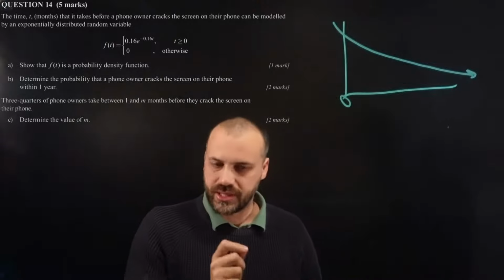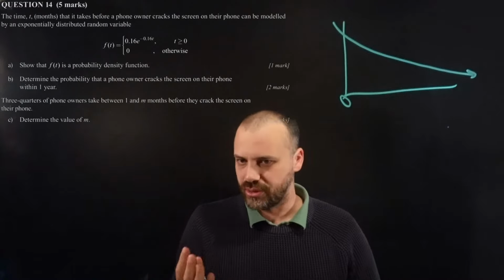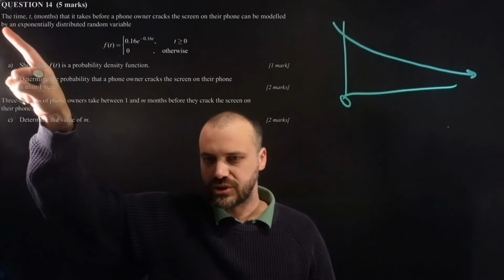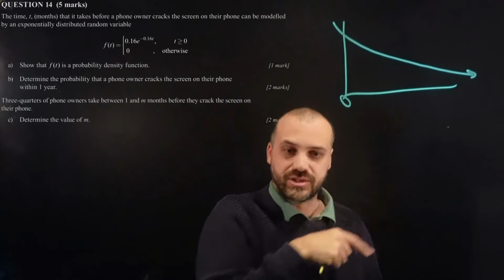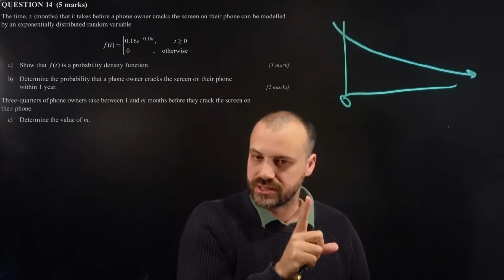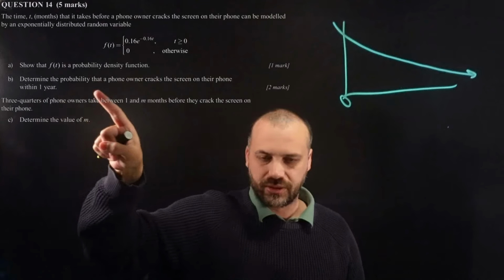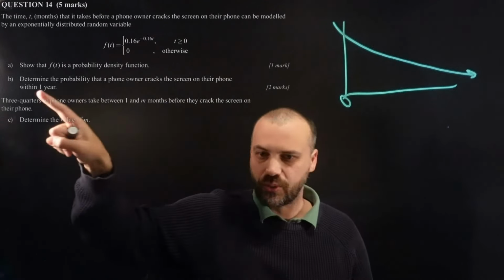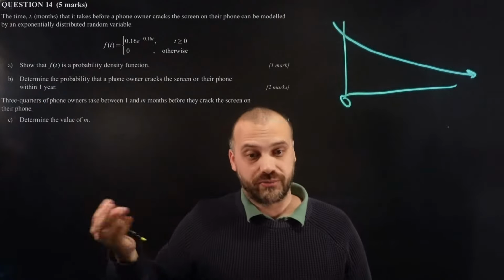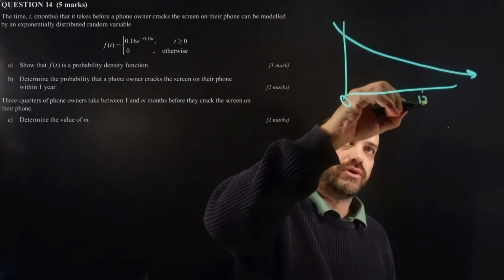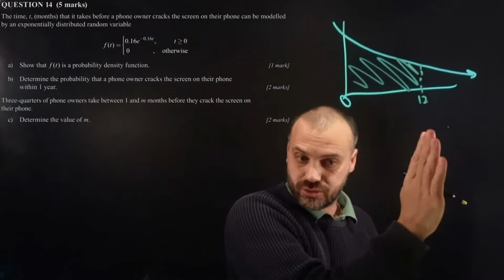Now, you've got to be careful because maths teachers love to turn these into tricks. I think this is a trick question, right? Because it says the time t in months. So our x-axis, which is time, is not in years. Our x-axis is in months. So if we want to know the probability that a phone owner cracks the screen of their phone within 1 year, we don't want to know within 1 year, we want to know within 12 months. So we want to know the area under the curve between 0 and 12.